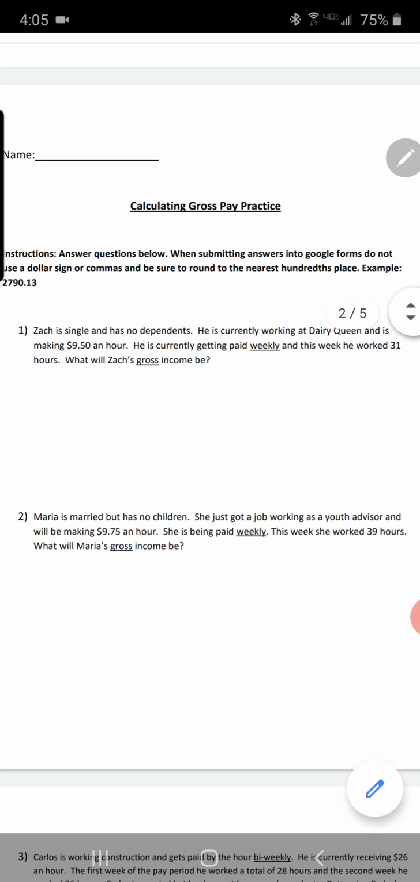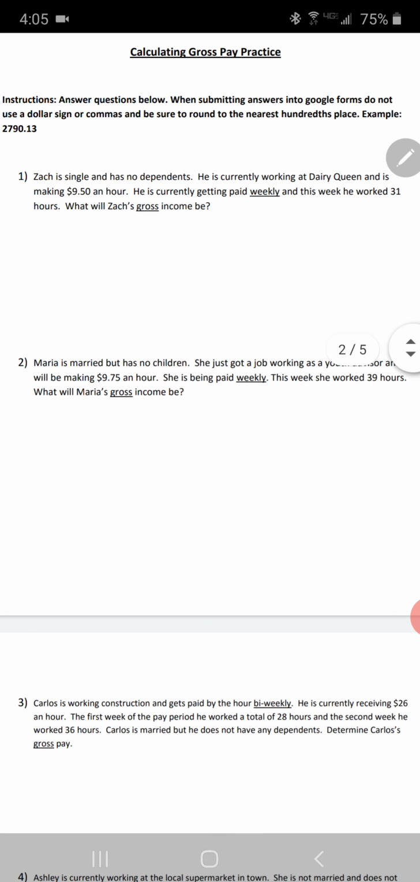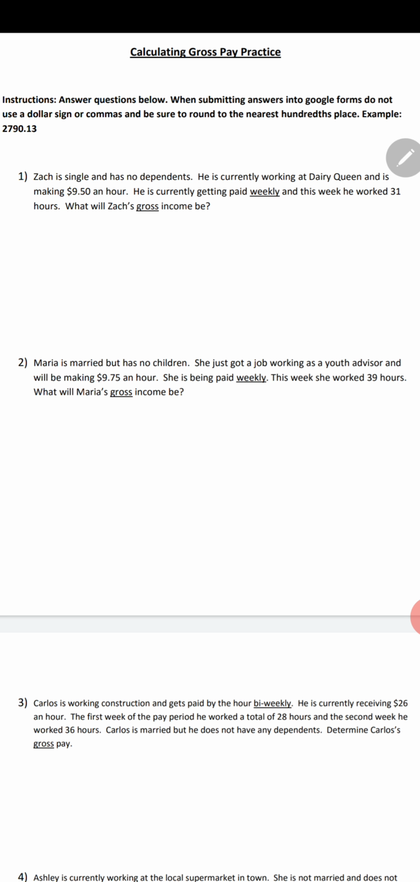Pretty straightforward and simple. All right, so this one, Maria is married but has no children. Once again, that'll be very important later, but not right now. She got a job working as a youth advisor and will be making $9.75 an hour. She is being paid weekly. This week she worked 39 hours. What will Maria's gross income be?